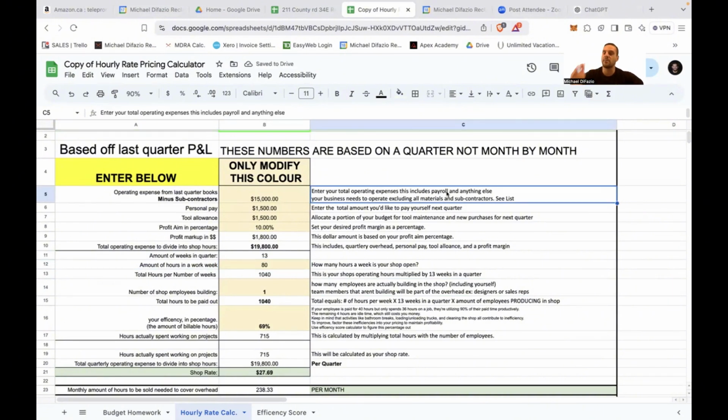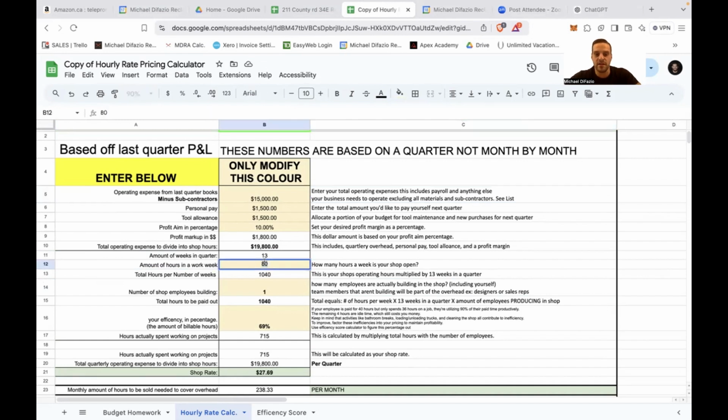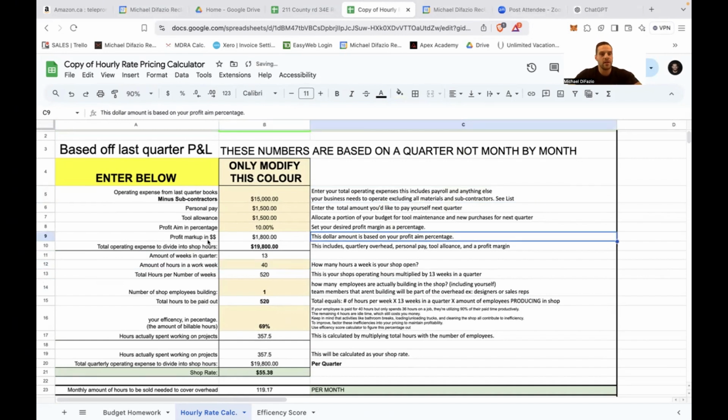This is just for how many hours you plan on having your shop operating for. I'm going to keep it at 40 because I'm not trying to burn you guys out. Total hours per number of weeks. So we have 40 hours times 13 weeks. That's 520 hours. We have 520 hours to divide our $19,800 into.